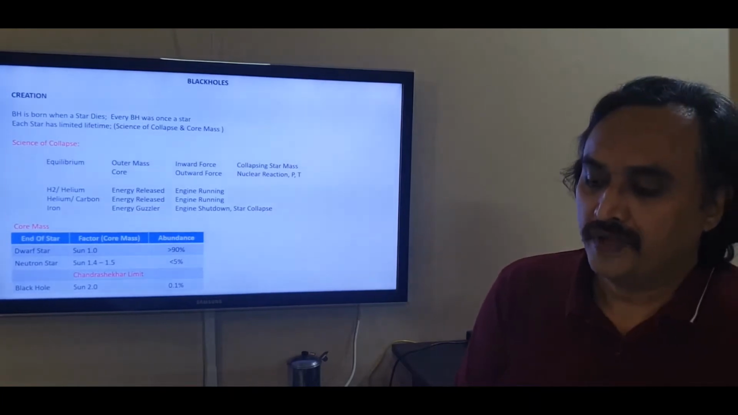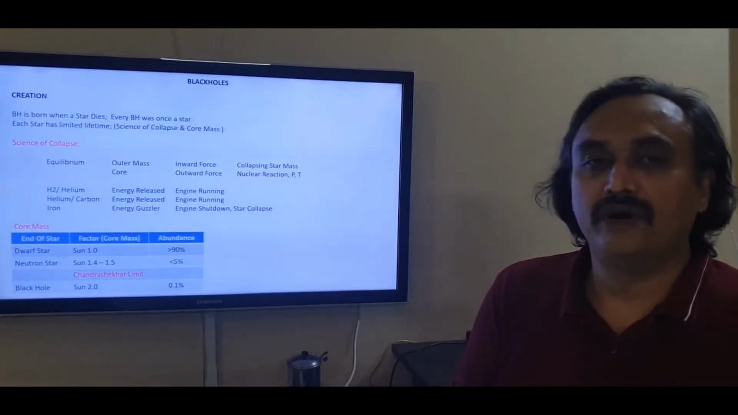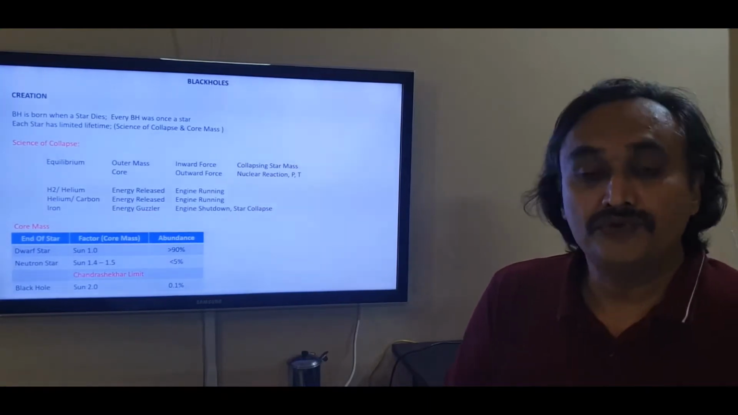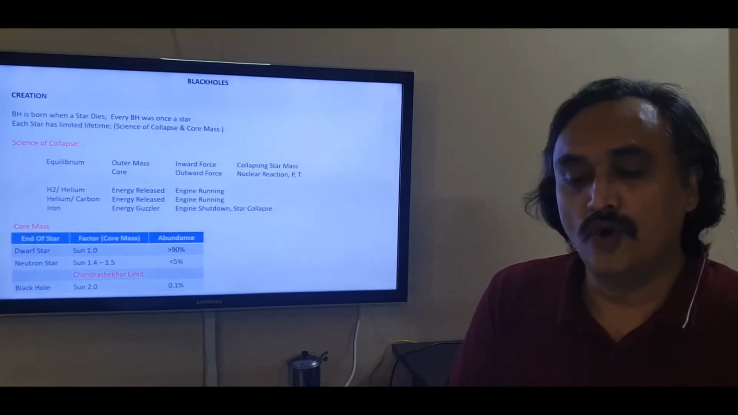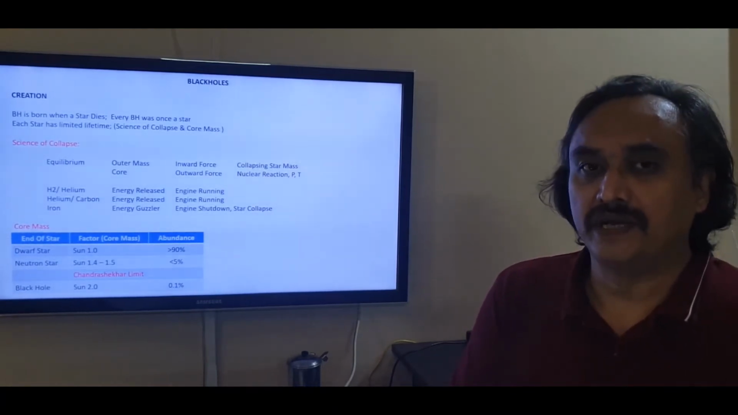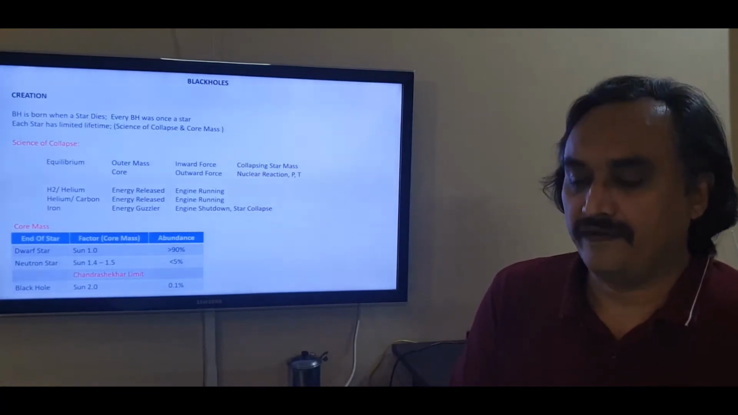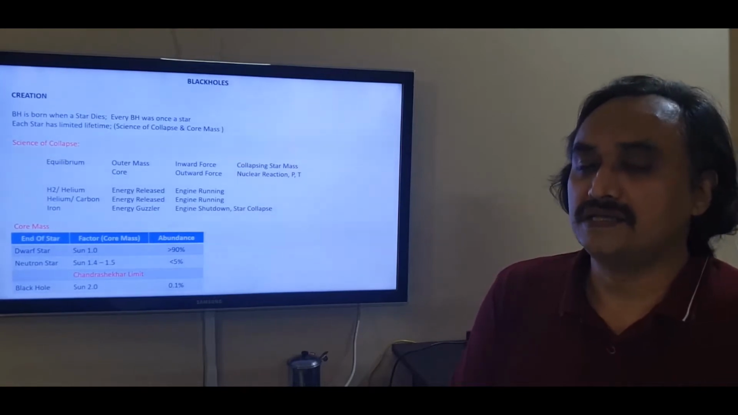But the moment you reach iron in the periodic table, the fusion to achieve an iron core is not an exothermic reaction, it's an endothermic reaction. It consumes a lot of energy. It's an energy guzzler process. That is when the engine shuts down.